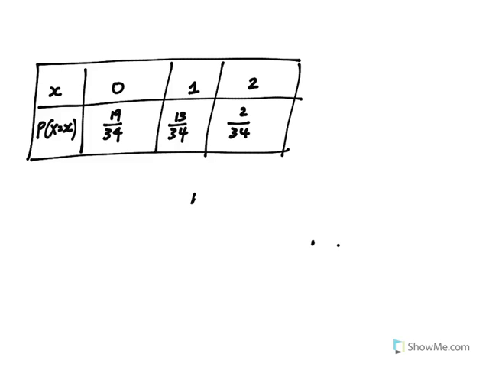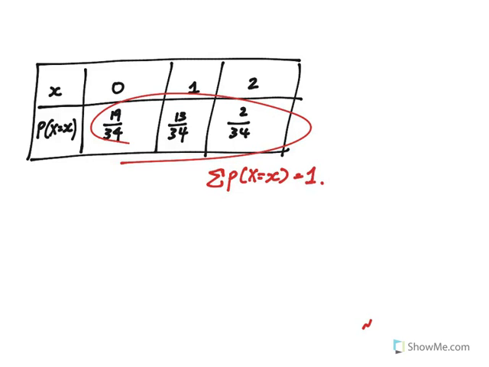One key thing you can see is that all of these should sum up to 1. So the sum of the probabilities of X always adds up to 1.